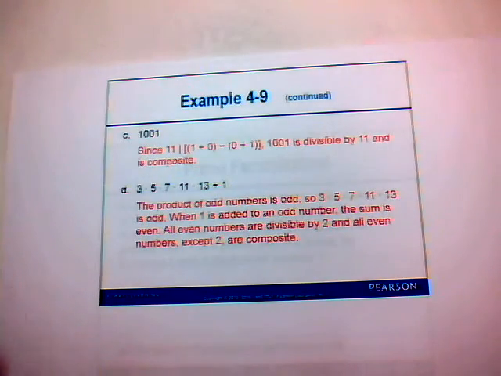What about 1001? Now, in this case, you can take 11 and use that divisibility rule that we talked about in the last video and divide 11 into 1001. You'll see that it's going to be a whole number. And in this case, 1001 would be a composite number.